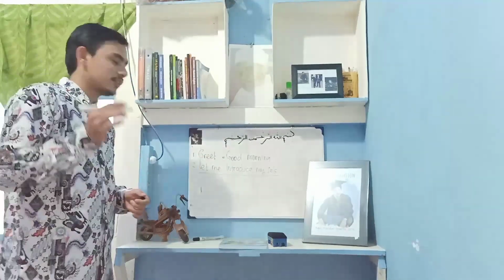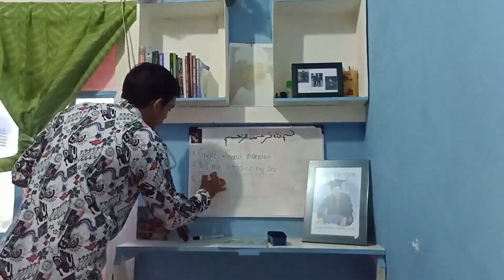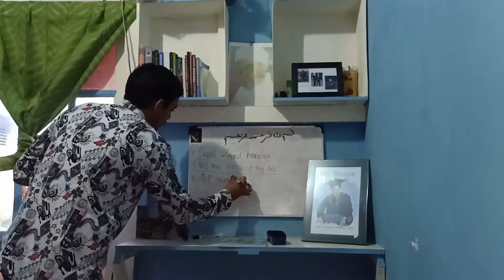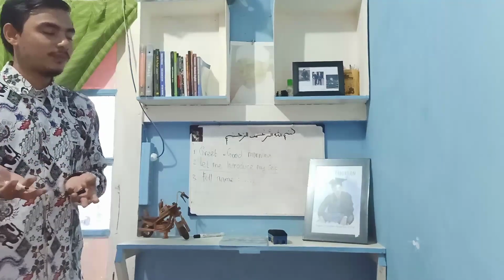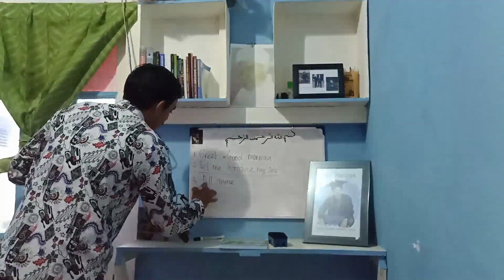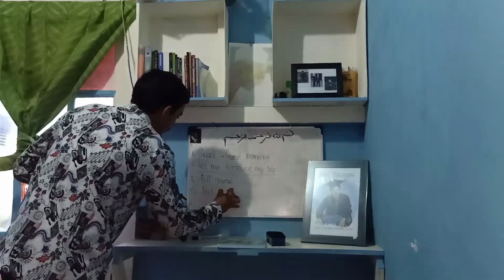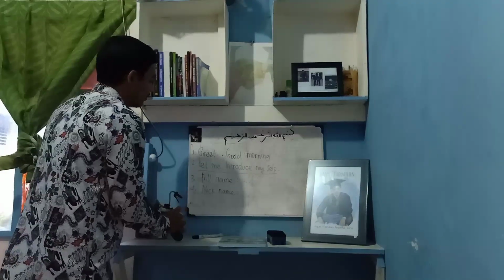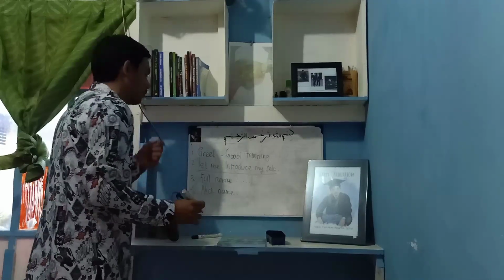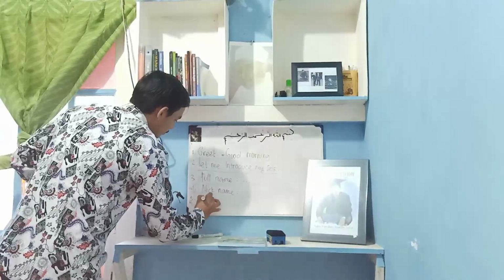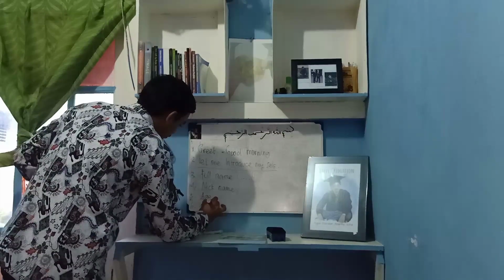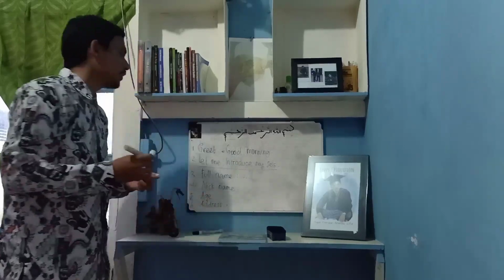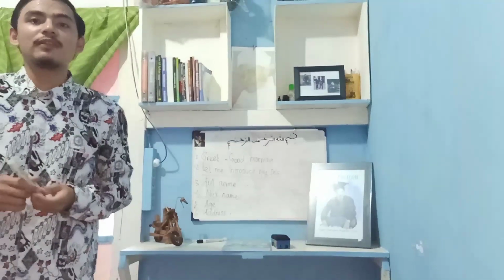Okay, and then the third one, you have to say your full name. What is your full name? And then after your full name, you have to say your nickname. And the fifth, yang kelima, yaitu age. And then the last one is address. So these are the points if you want to introduce yourself to someone.